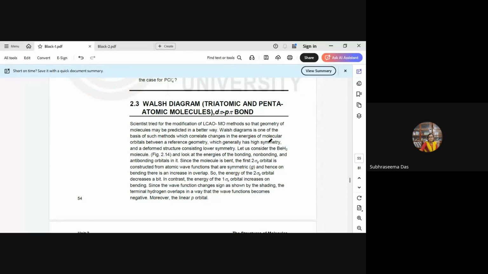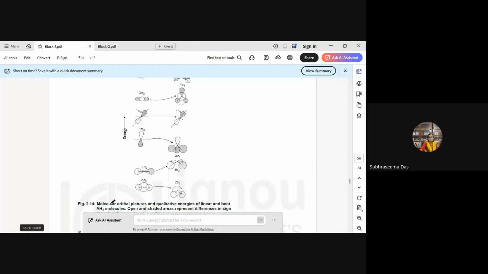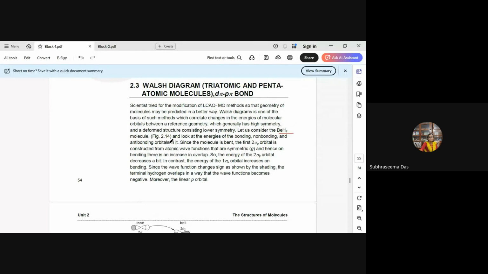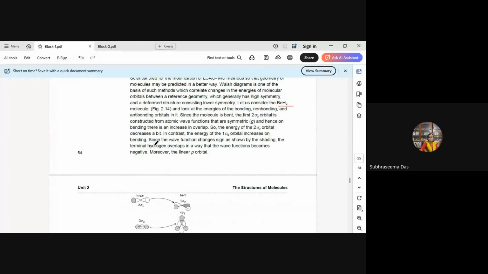So the Walsh diagram is one of the basic methods which correlates the changes in energies of the molecular orbitals between a reference geometry, that is, firstly, when we take a reference geometry, it should have high symmetry, and a deformed structure, which should always have a lower symmetry. Like for the molecule BeH2, here it has been shown in figure 2.14, BeH2. So we'll look at the energies of the bonding, non-bonding and anti-bonding orbitals in it.